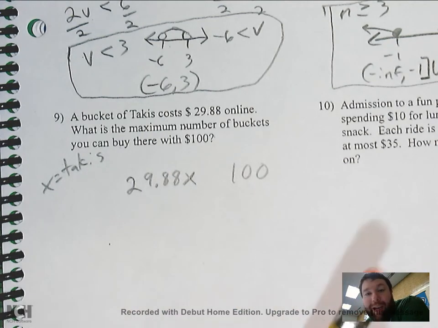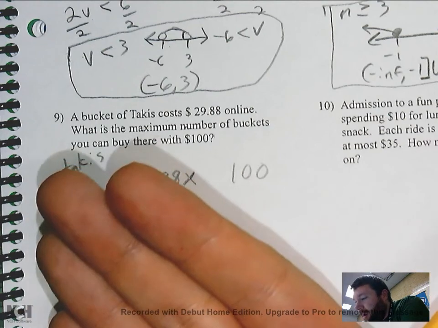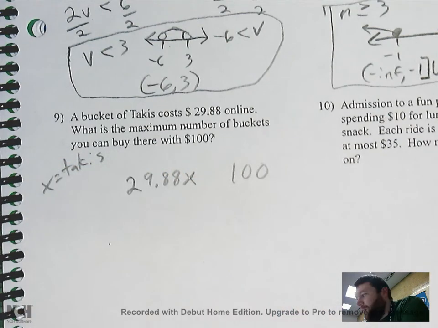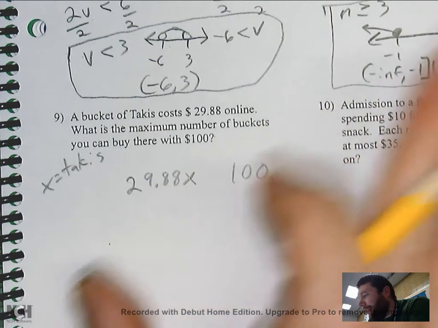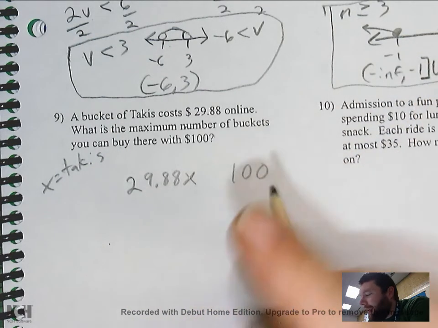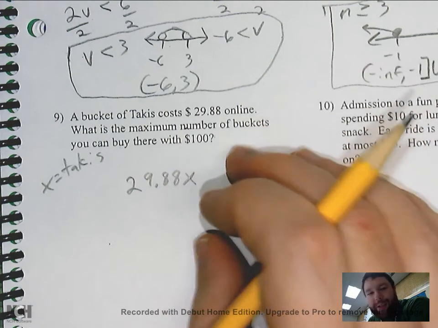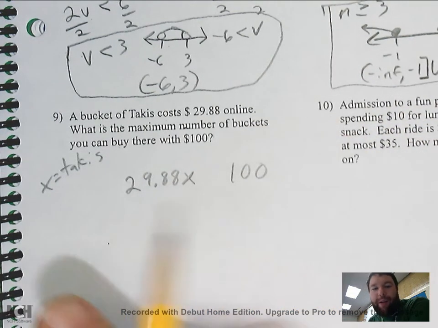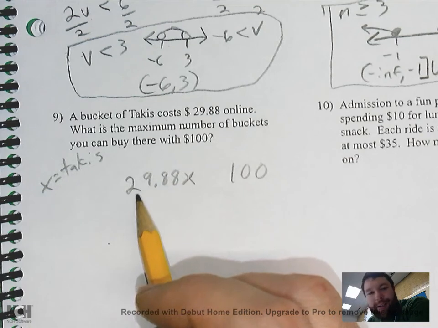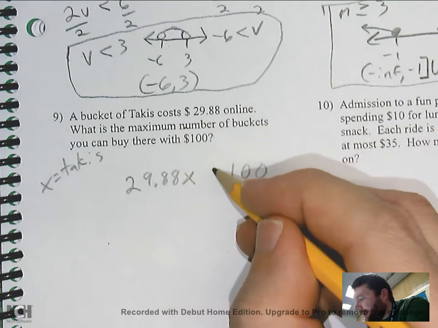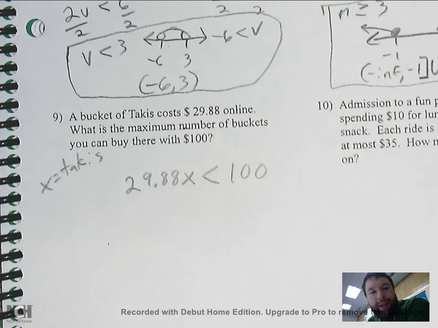So can I buy more than $100? No. Can I buy all the buckets I can with $100? Yeah, I can, but can I buy less? Yeah. So basically, what I'm trying to say, and I'm rambling, I know, is that the $100 needs to be the bigger number, right? Because you don't have more than $100. So this side needs to be less than this side. So the alligator is going to eat that side.